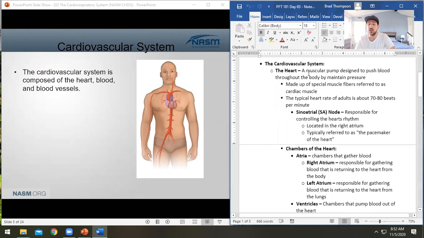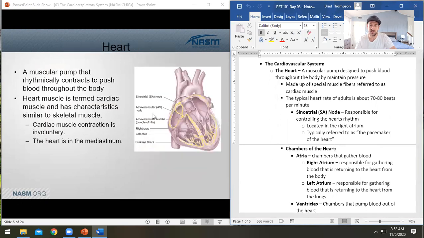So looking at the cardiovascular system first, like I said, it's the heart, your blood, and all of your blood vessels. The first thing we need to talk about is the heart. NASM wants you to know a pretty good amount of anatomy here.